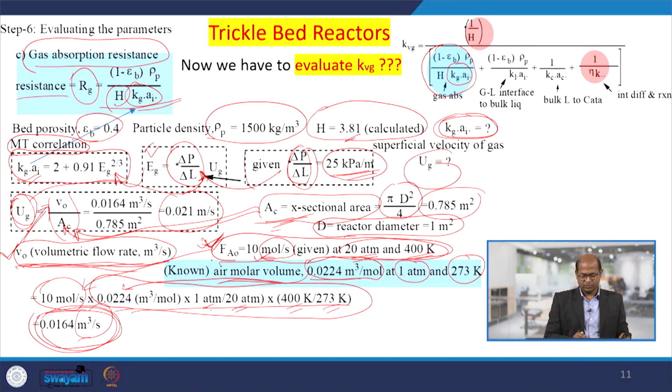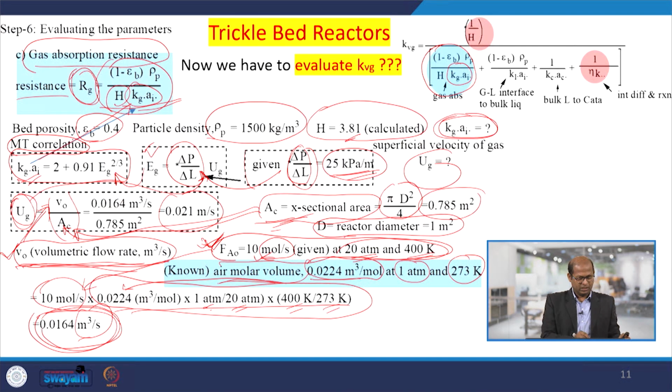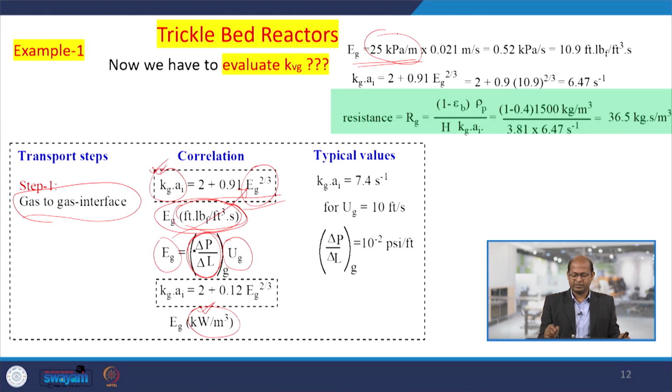Okay, so if we know the Eg value, we can substitute it here. So, the Kg Ai value can be found. Once you know all components, then the Rg value, the gas absorption resistance, we can find out. For our system, the Kg Ai value we have to find out. Here, the Eg value comes from delta P by delta L into Ug. Here delta P by delta L is this and the Ug value is this. Then it comes in kilopascal per second, and we are converting that into pound force feet cube per second. Okay, so the Eg value is coming to 10.9.